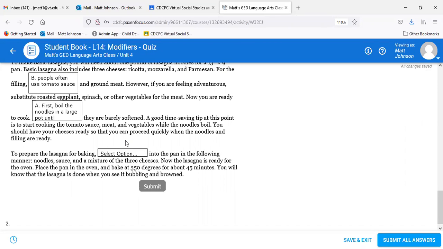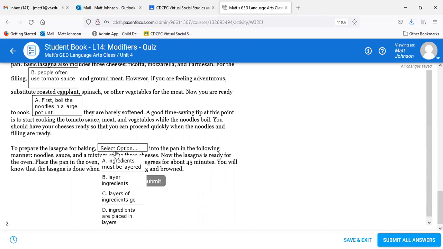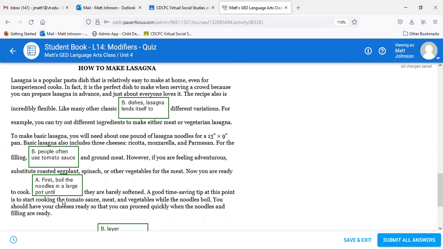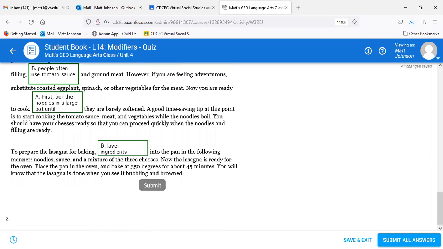And next, to prepare the lasagna for baking, layer ingredients into the pan in the following manner. B is the correct answer there. So to prepare the lasagna for baking, layer ingredients into the pan in the following manner. Layer in this instance is a verb instead of a noun, right? We are layering things into the pan, so layer ingredients into the pan. Okay, so B, B, A, B for that section.